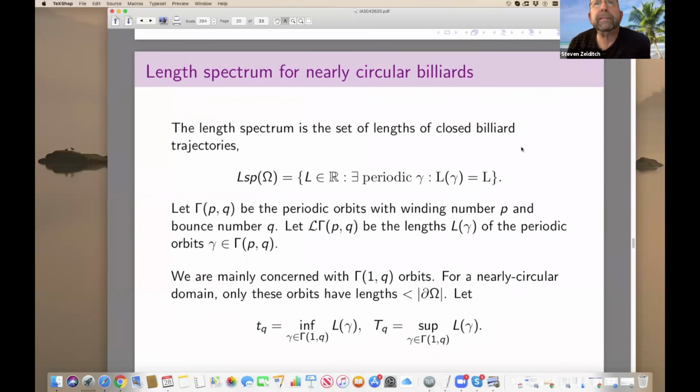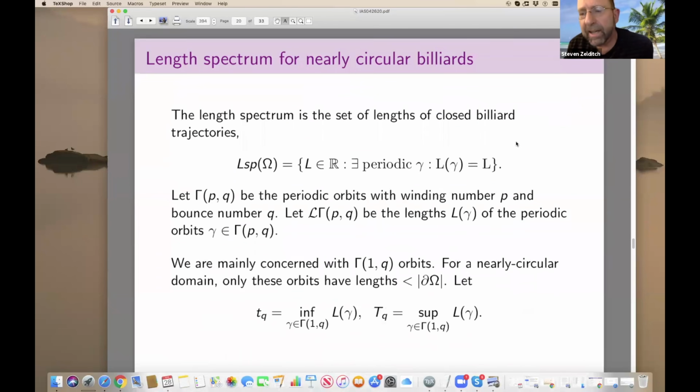So now let me start getting into the real heart of the proof. We have to study the length spectrum.